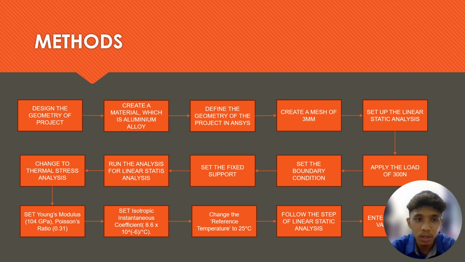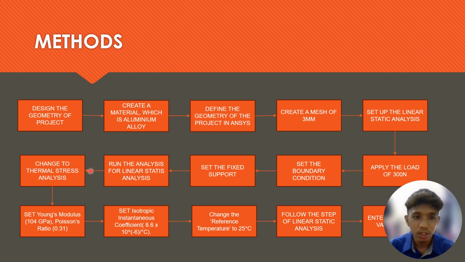So for methods, we start by designing the geometry of the project. Next, we create a material, which is aluminium alloy. Then we define the geometry in Ansys and create a mesh of 3 mm. Then we set up the linear static analysis and apply the load of 300 Newton. After that, we set the boundary condition, set the fixed support, and run the linear static analysis.